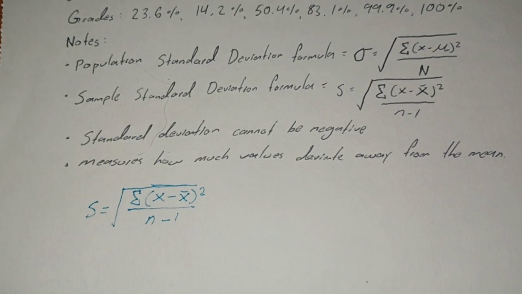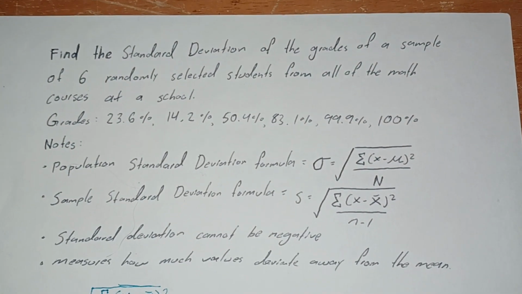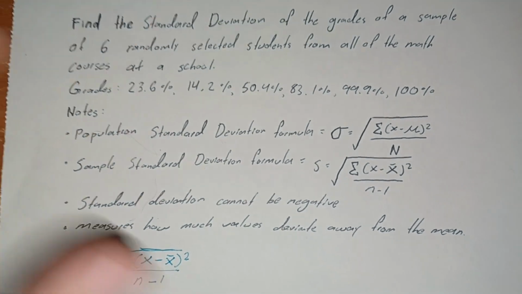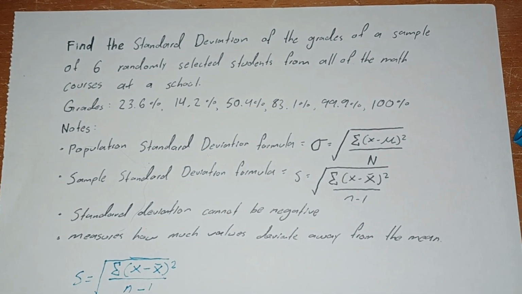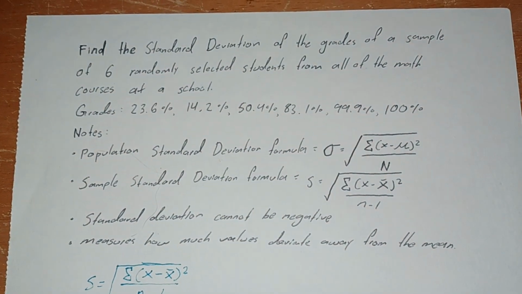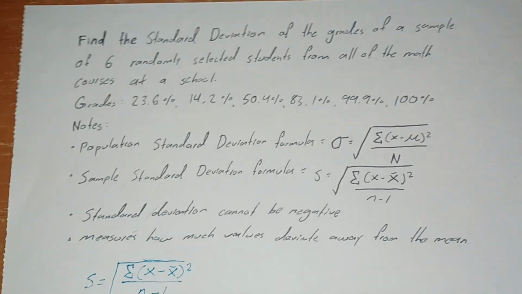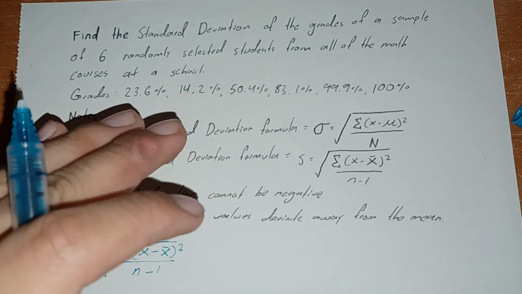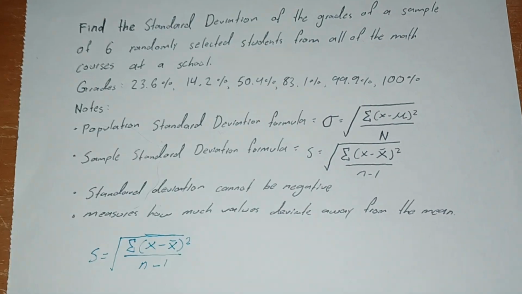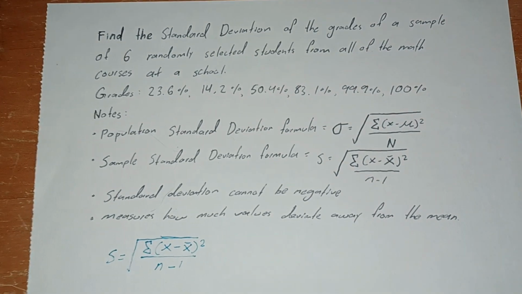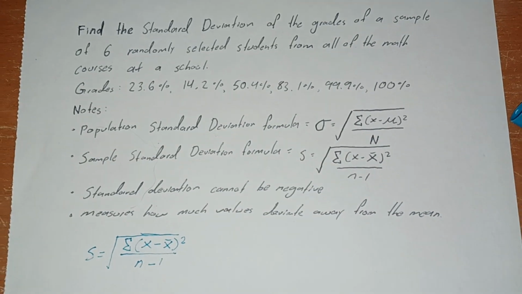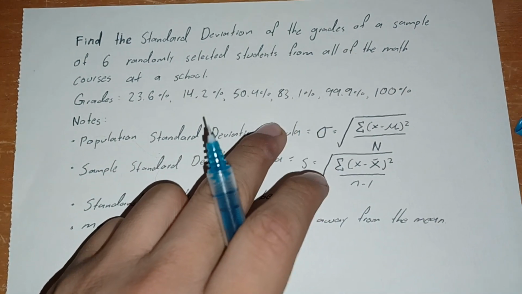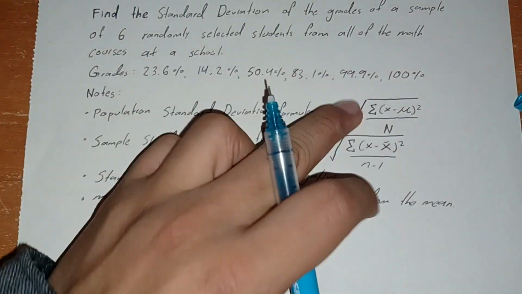So that is our formula. Let's go back to the question. This is a sample because we are only selecting 6 students from the population. The population is all of the students from all of the math courses at a school. That's our general population, but we're only selecting 6 students at random. So that 6 is our sample. That is how we know we're going to use this formula as opposed to the other formula. In my previous video, I did that formula.